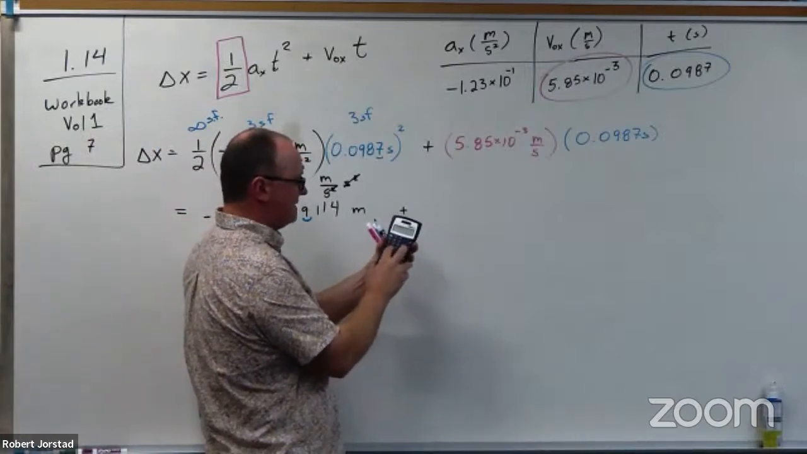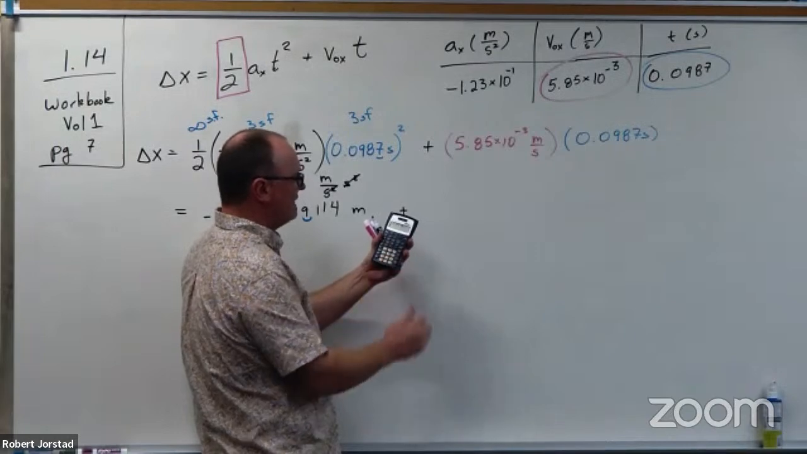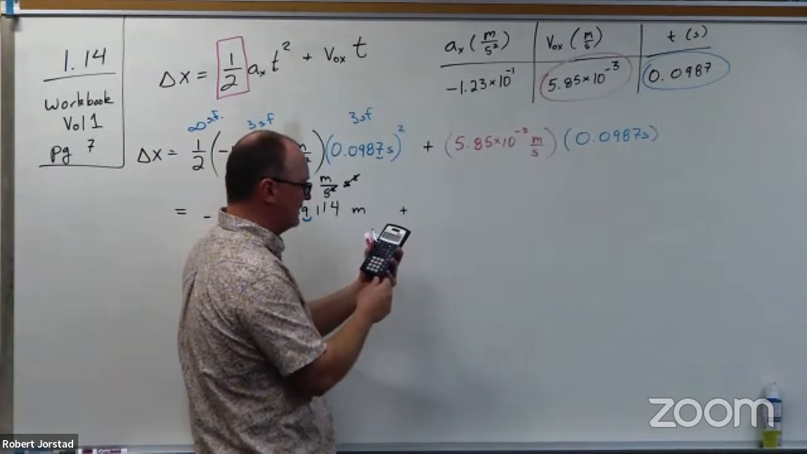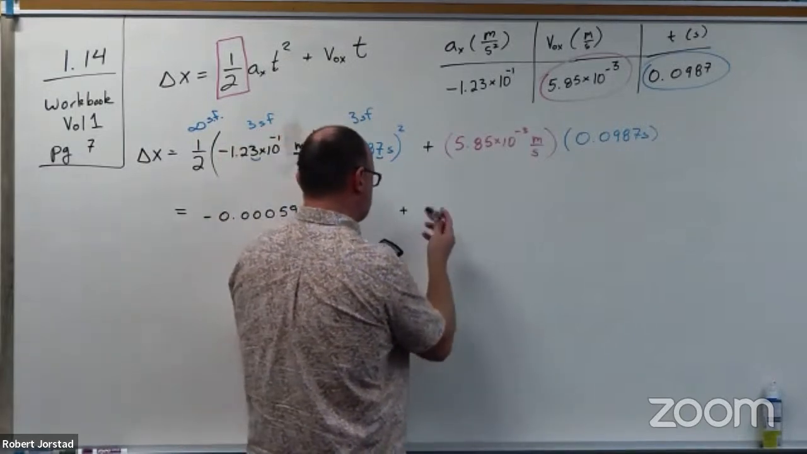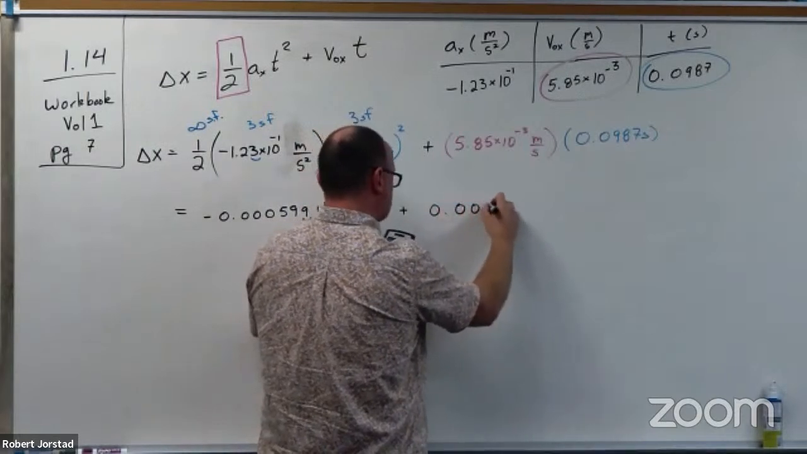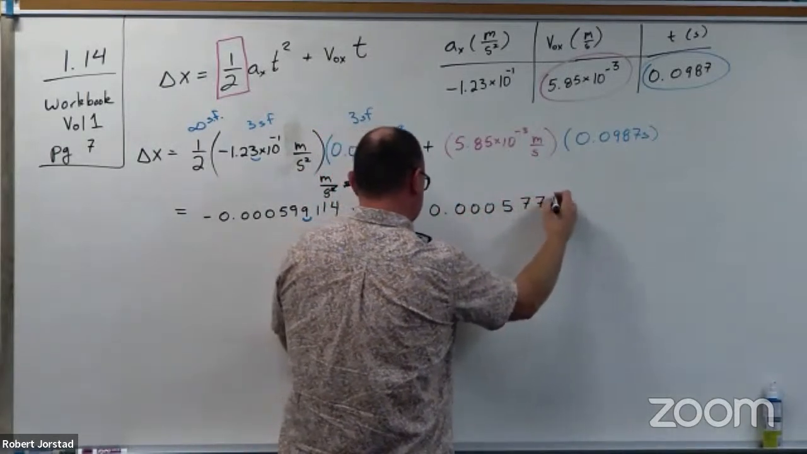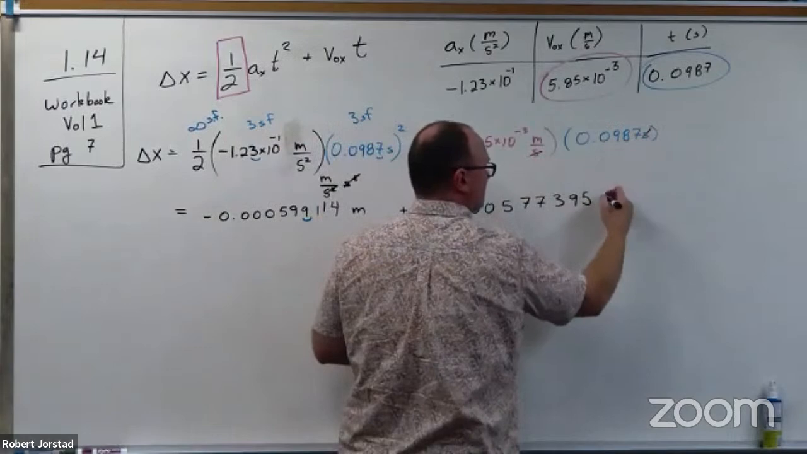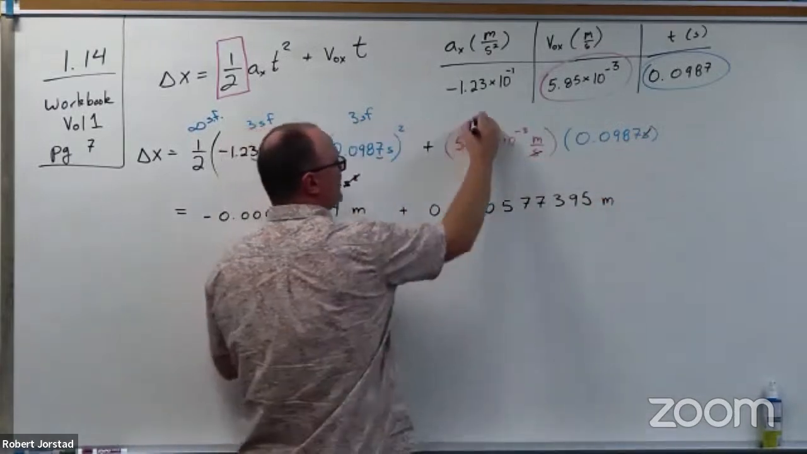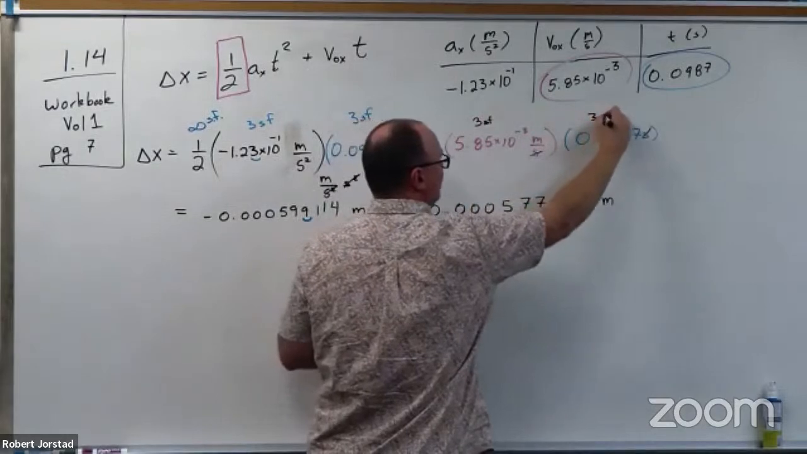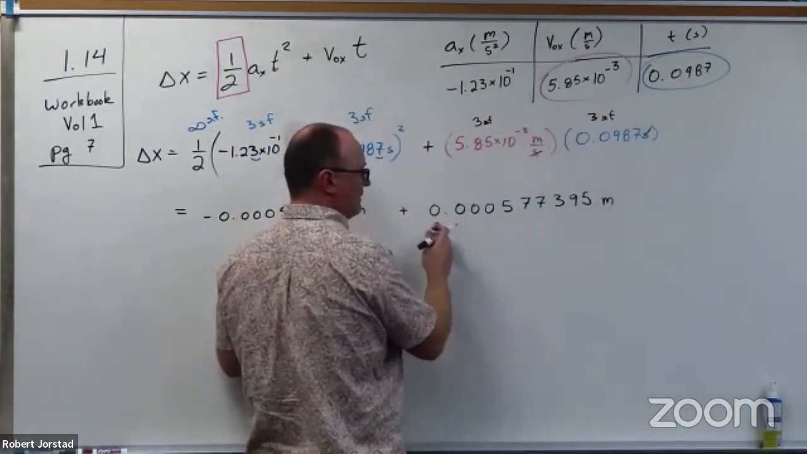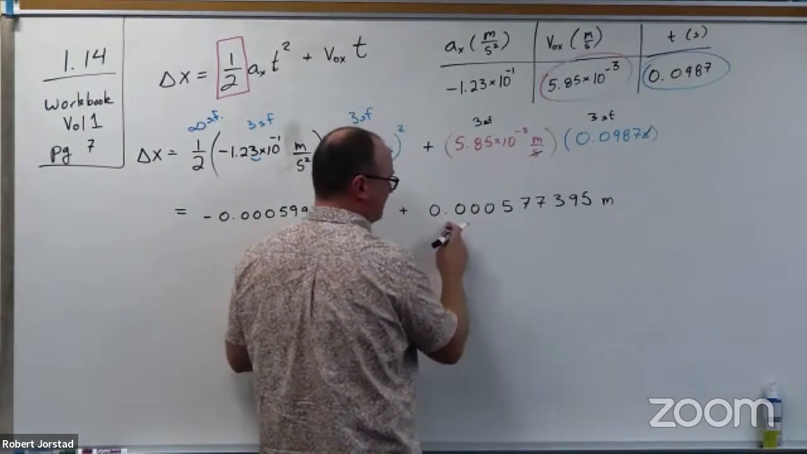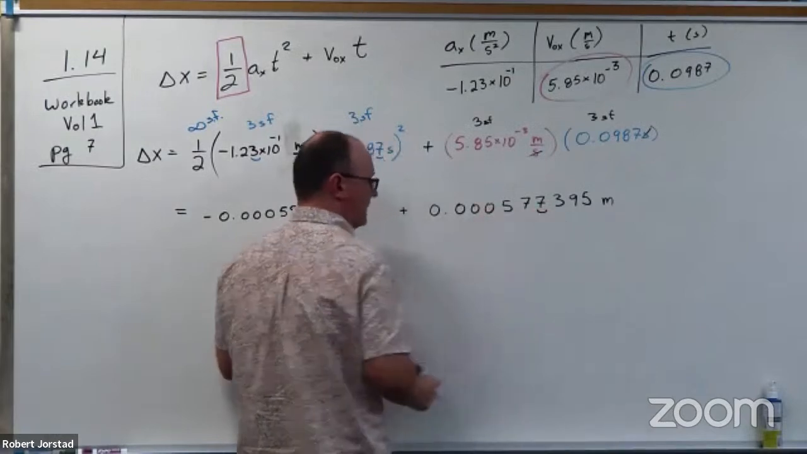5.85 EE negative 3 times 0.0987. Okay. What are the units? Meters. What are the sig figs? It says 3 sig fig, 3 sig fig. That means it's a multiplication. We keep the number of sig figs, not the column, the number. We're doing multiplication. 1, 2, 3. So 1, 2, 3.